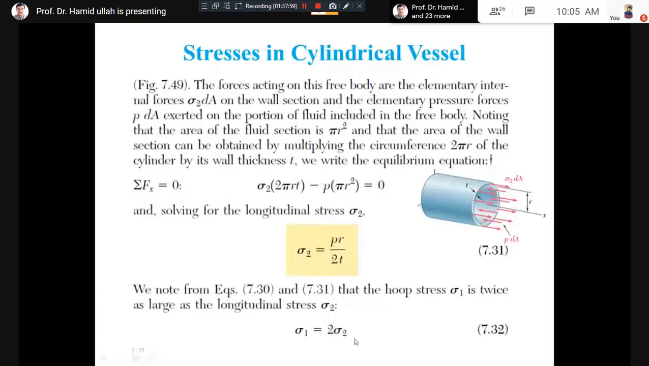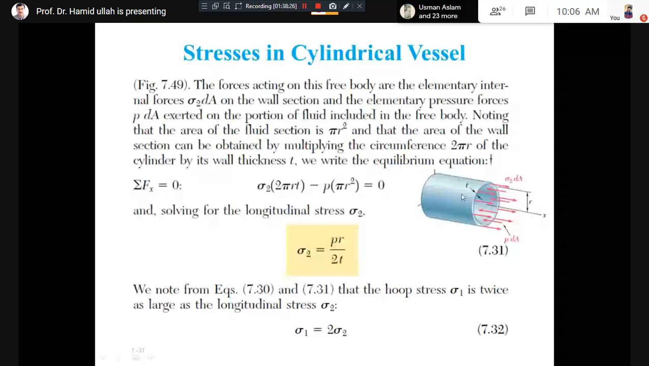Sigma 1 is more, and sigma 2 is less. Sigma 1 is equal to twice sigma 2. So this is the relation between the two stresses which are produced in the cylinder. These are the two stresses we have determined for the type of vessel when it is in cylindrical shape, like the one you can see.